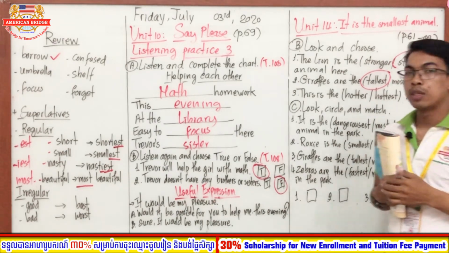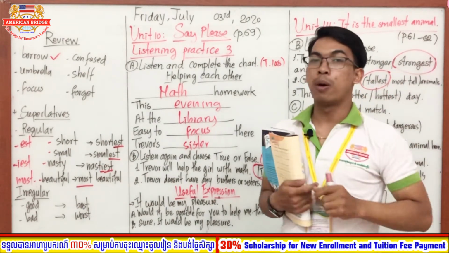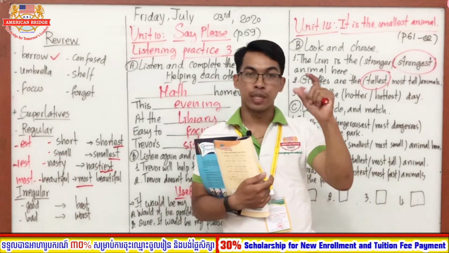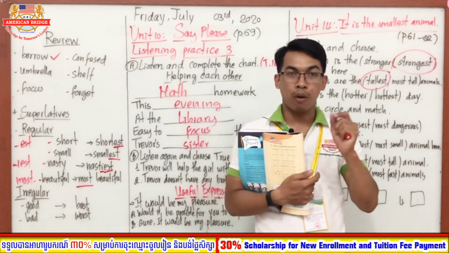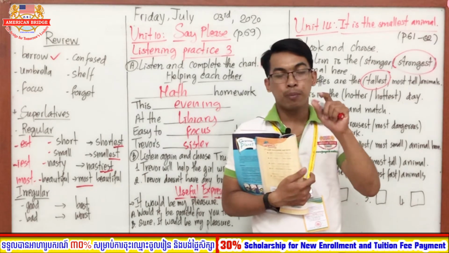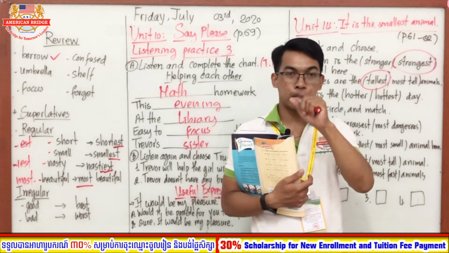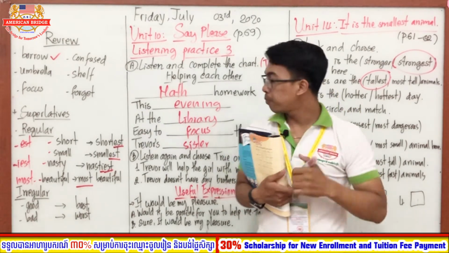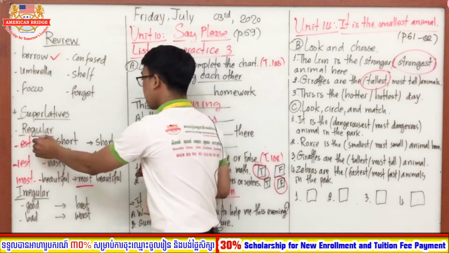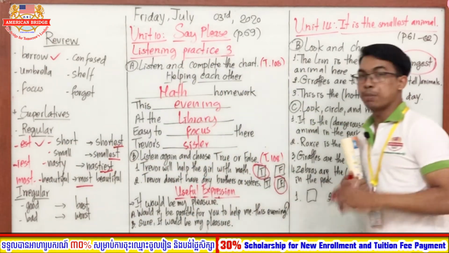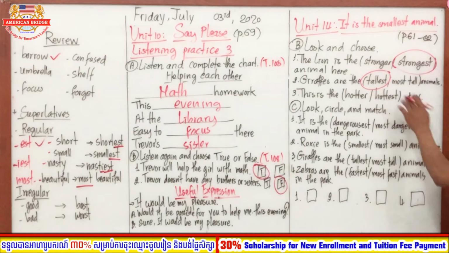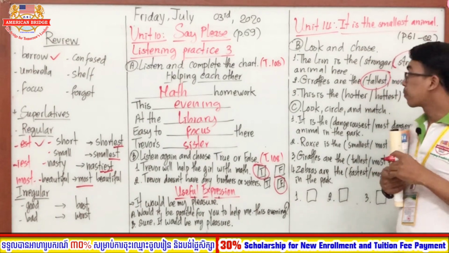Tallest. So the word tall, how many syllables are there? Of course, there is one syllable, tall. Okay, so we can say that it is a short adjective. So we add, very good, est. So it becomes tallest. Good. So now let's move on to number three.